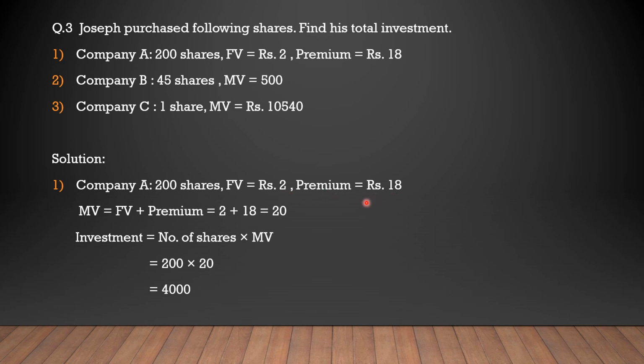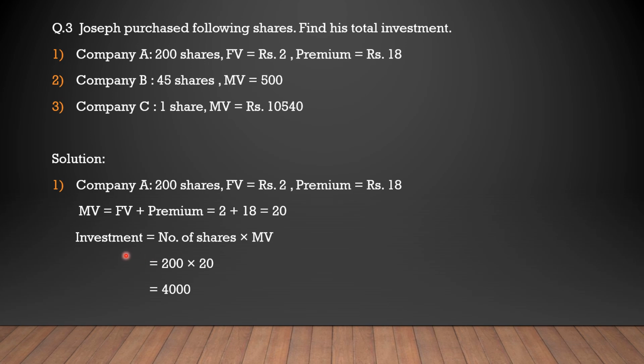So here the share is at a premium, which means market value is greater than FV. So MV is equal to FV plus premium. Market value is equal to face value plus premium. Face value is 2 and premium is 18. 2 plus 18 is equal to 20. So market value is 20.